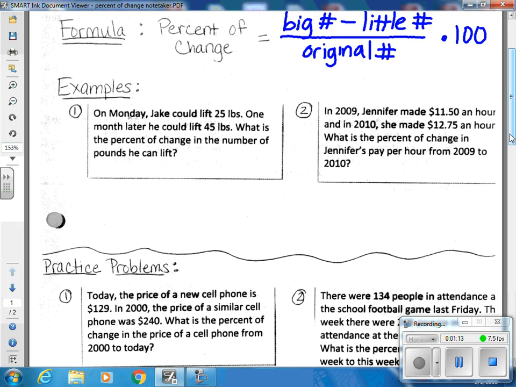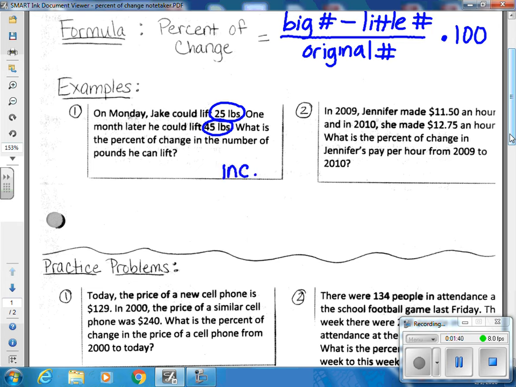All right, for number one, it says on Monday, Jake could lift 25 pounds. 1 month later, he could lift 45 pounds. What is the percent of change in the number of pounds he can lift? Right, so what we need to take out of this is the 25 pounds and the 45 pounds. Those are your two numbers, right? And he's starting at 25 and going to 45, right? So the first thing you can do is say whether it's an increase or a decrease, right? And because you go from 25 to 45, that is an increase.